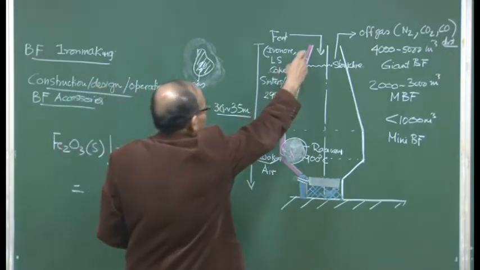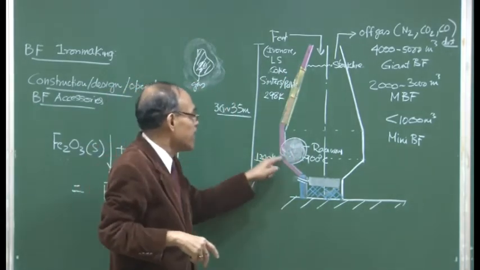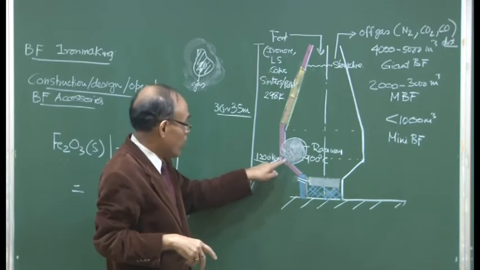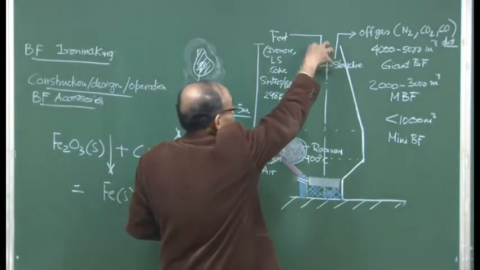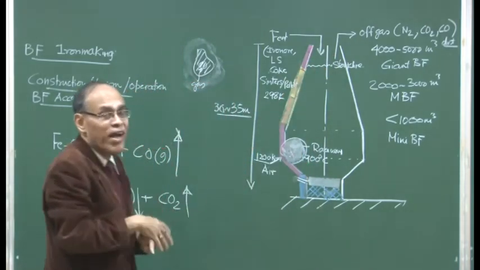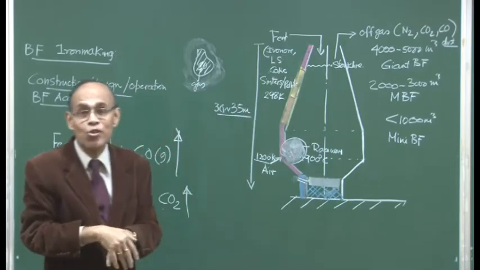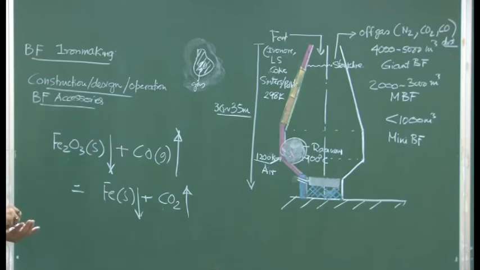On the other hand, these refractory linings are of different categories. For example, the refractory lining here is going to have the capability to withstand very high temperature. On the other hand, here the solid material descends, so the abrasion resistance of the refractories is going to matter. That is why I have drawn different colors, just to give you an idea that the requirements of refractory in different parts of the furnace are different.